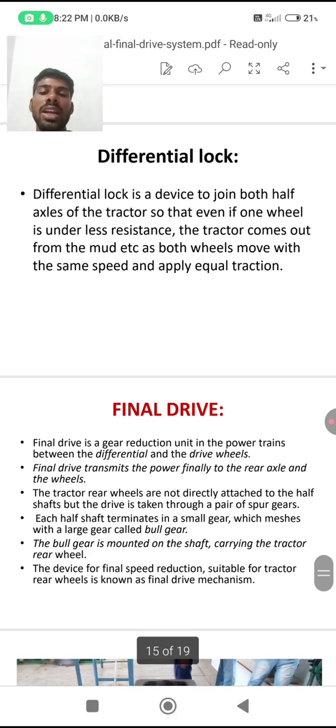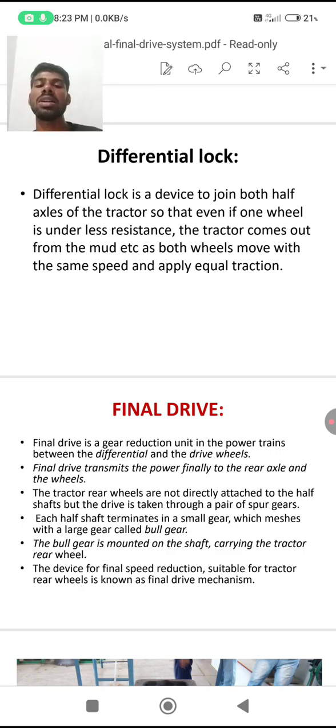Final drive. Final drive is a gear reduction unit in the power train between the differential and drive wheels. Final drive transmits the power finally to the rear axle and the wheels. The tractor rear wheels are not directly attached to the half shaft, but the drive is taken through a pair of spur gears.